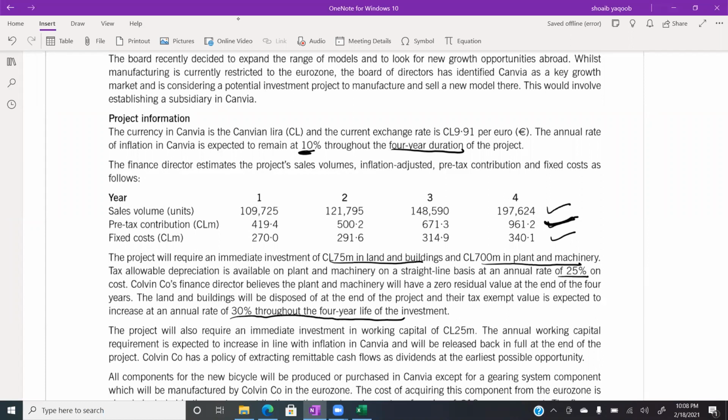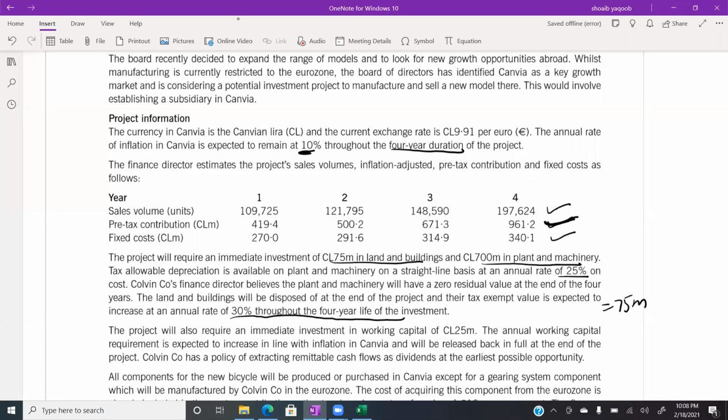So no initial investment for the plant and machinery is given, but there is a value for the land and building. So what will be the possible disposal value of land and building at the end of the 4th year? Can you calculate? The initial value is 75 million.